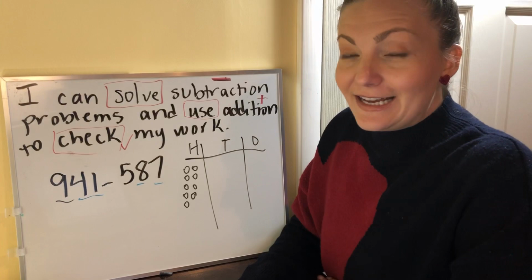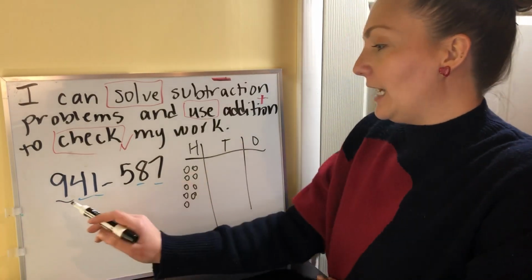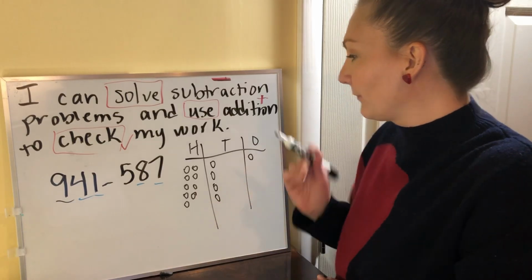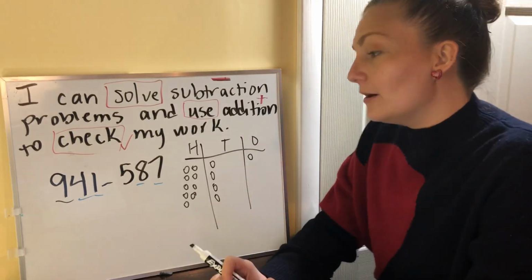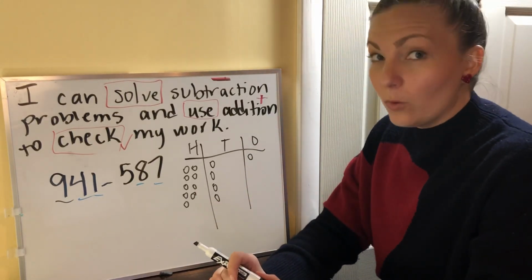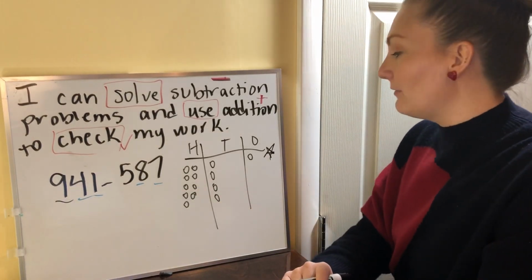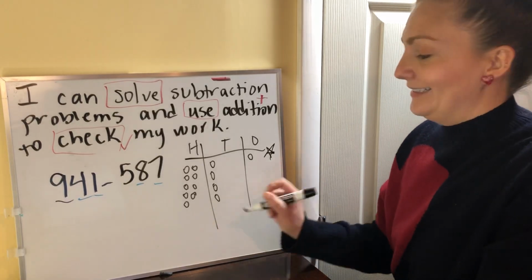Okay, so now if you're back, I hope you solved. So we've got 900, then I'm gonna do 40 and 1. Now I need to take away. And like always, we start in the ones. And I need to take away 7 ones. Can I do that? I cannot.